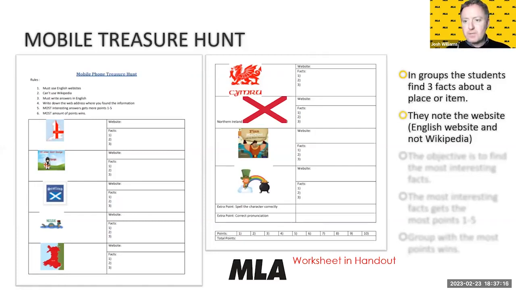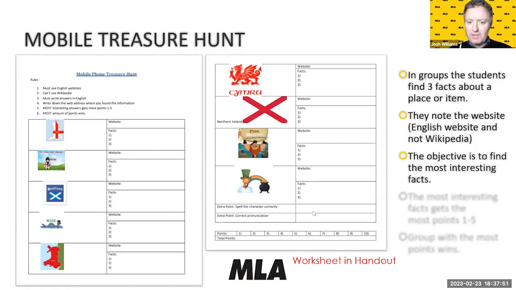So they note the website. We generally try to discourage Wikipedia just because it's too easy to find the information straight away there. The objective is to find the most interesting facts. So we don't really have questions necessarily. It's just something about England, something about Scotland, something about Wales, these different places. Who is this person? What does that refer to? The man in the green hat with the rainbow.